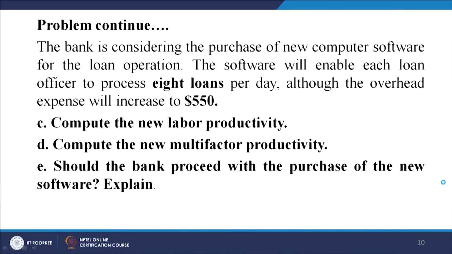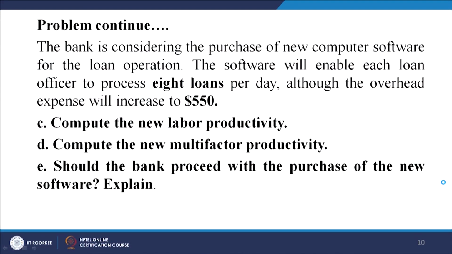Now the bank is considering the purchase of a new computer software for the loan operation. So now they want to upgrade the technology that can help them to increase this productivity. The software will enable each loan officer to process 8 loans per day. So it will definitely lead to improvement in the labor productivity, because now each loan officer will be able to process 8 loans per day. Although the overhead expense will increase to $550. Earlier it was $500. After the use of this new software, the value of overhead will increase to $550.